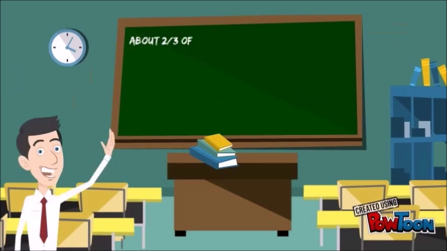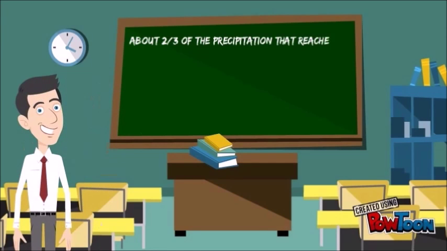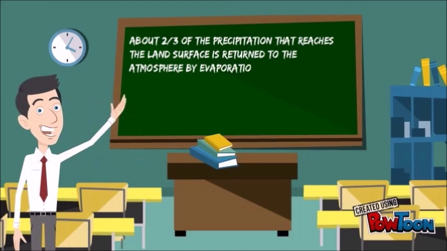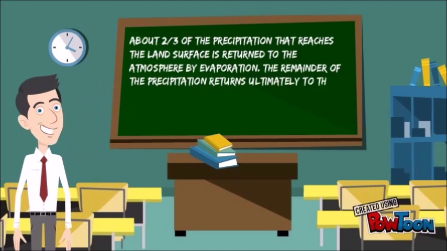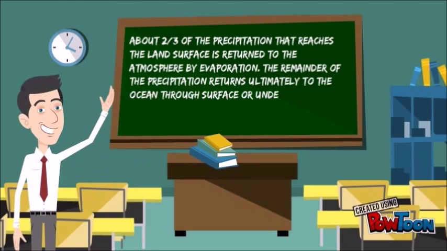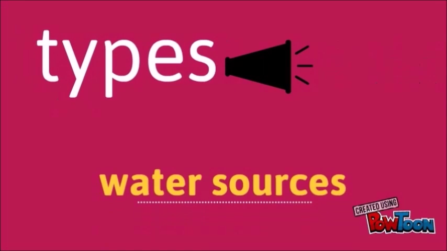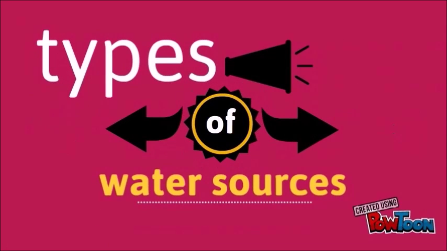About 2/3 of the precipitation that reaches the land surface is returned to the atmosphere by evaporation. The remainder of the precipitation returns ultimately to the ocean through surface or underground channels. From these two types of sources, groundwater and surface water, available supplies are derived.